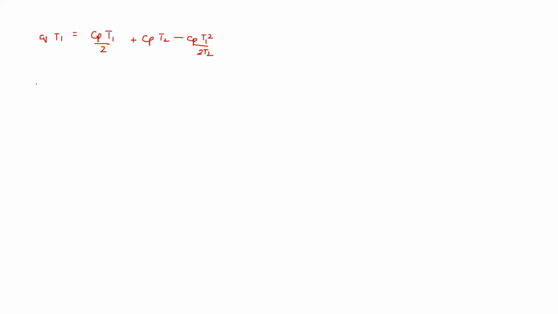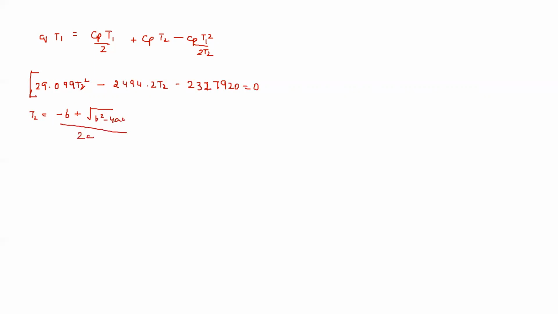So the quadratic equation after substituting the values is 29.099 T2 square minus 2494.2 T2 minus 2327.920. This is the quadratic equation. Now temperature in Kelvin cannot be negative. So we are going to take the root as minus b plus square root of b square minus 4ac by 2a. We are not going to take the minus term.